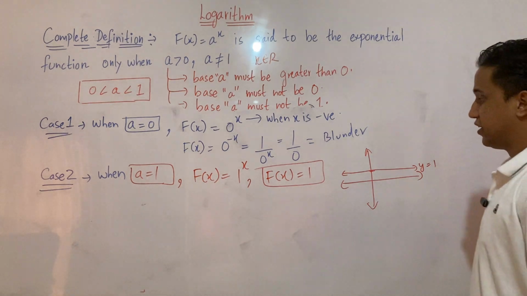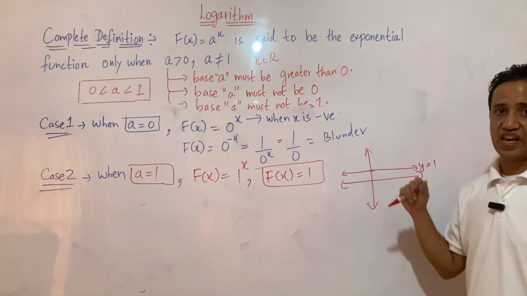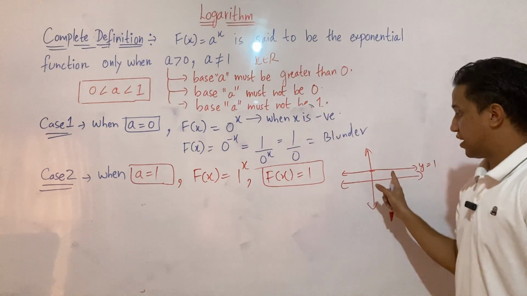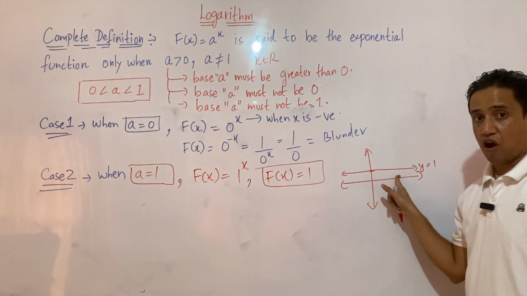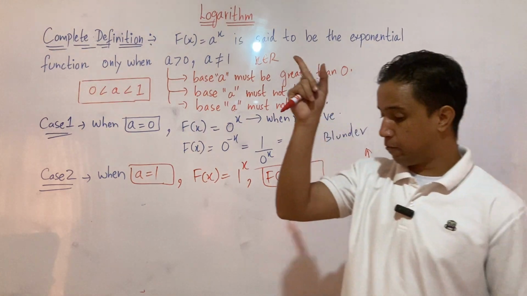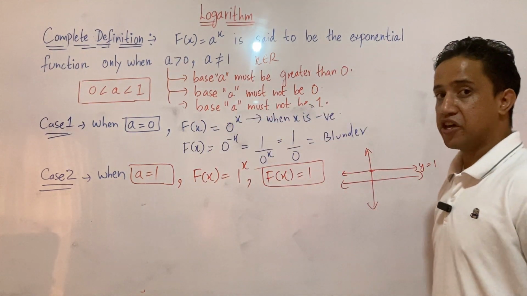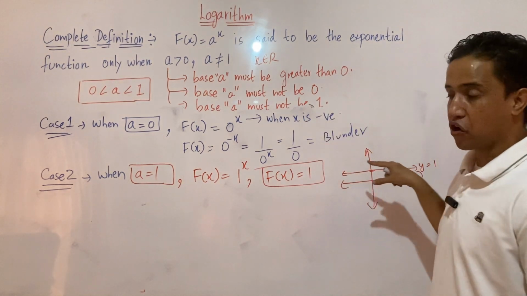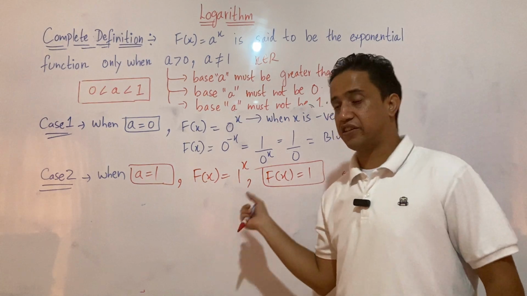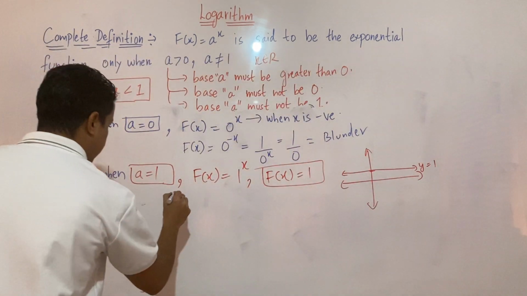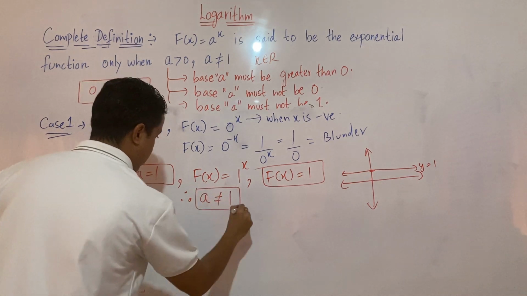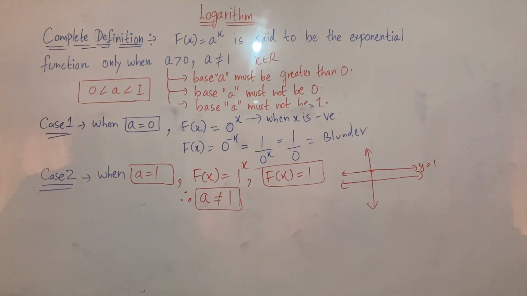So what does it mean? It means that this is not your exponential function, or this graph doesn't follow the sketch of exponential growth or exponential decay. It's just a horizontal line which says that this function is a constant function. Therefore a must not be 1. I hope this is clear to you. We can take one more case, case number 3.